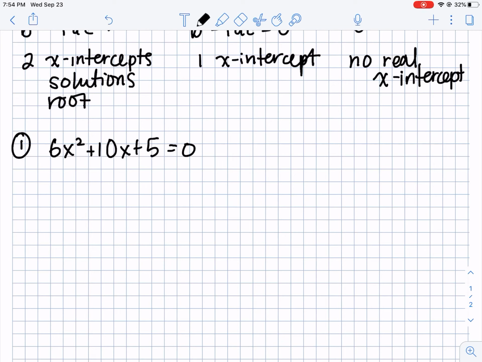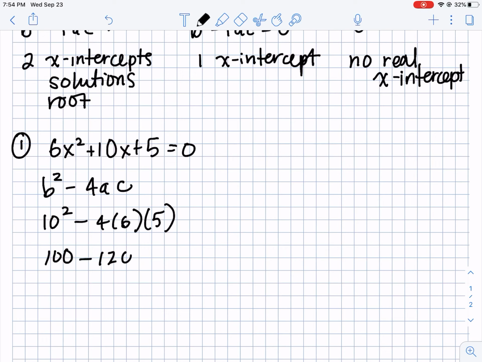You just plug it into the discriminant, b squared minus 4ac. b is 10, so b squared is 10 squared, minus 4 times 6 times 5. 10 squared is 100. 4 times 6 times 5 is 120. And so you get 100 minus 120, which is negative 20. It's negative, so there are no real solutions, no x-intercepts.